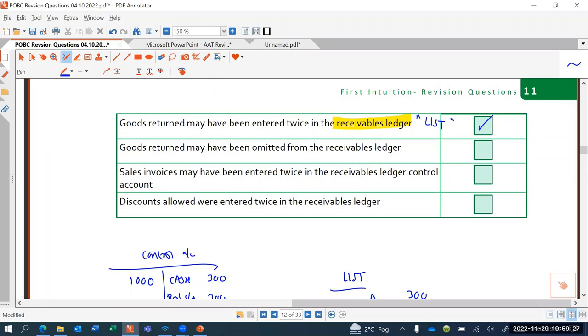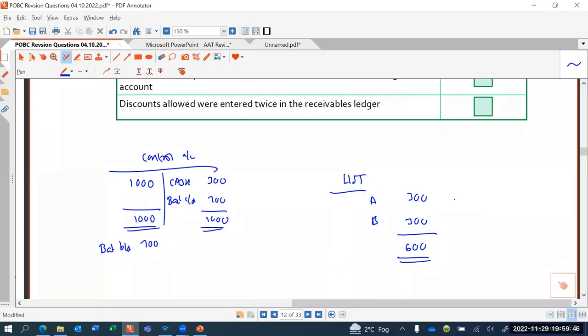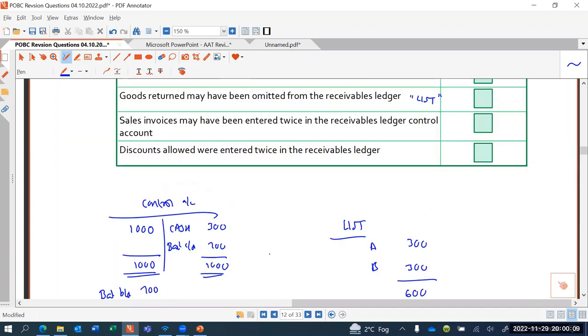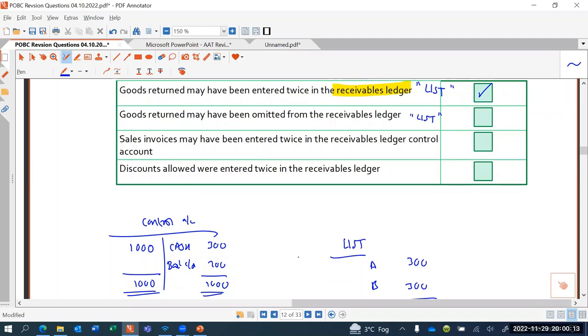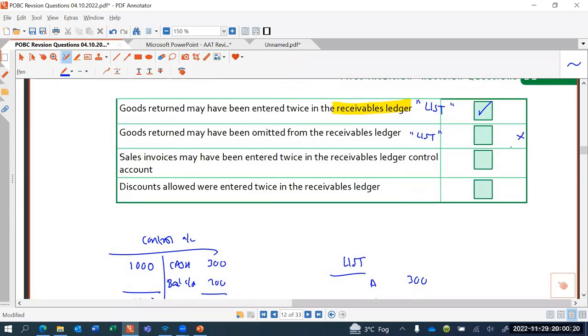Next one. Goods returned may have been omitted from the receivables ledger. So I've got to forget the first one now. So it's saying if the customer returned the goods and you forgot to return them in the list, then the list would be showing too high a balance, because it would be showing the goods are still owing where actually they've been returned. So I think that's wrong, because if the return hadn't been processed, this figure would be too high. I'm going to say no for that one, which means the other two must be correct. But let's check.